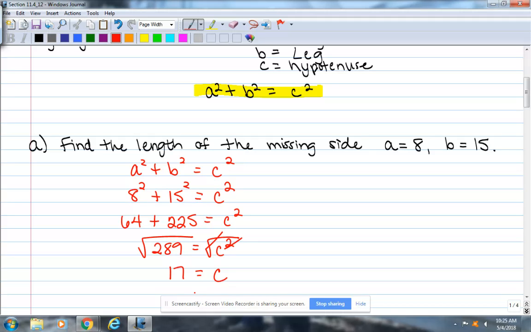17. So my hypotenuse is 17. Also, our answer should make sense. If we were finding the hypotenuse, it should be the longest of all three sides, right? Is 17 longer than 8 and 15? Yeah, so we sometimes double check that if you have all numbers and no radicals, just to make sure that side is actually the longest side if you're finding C. Okay?